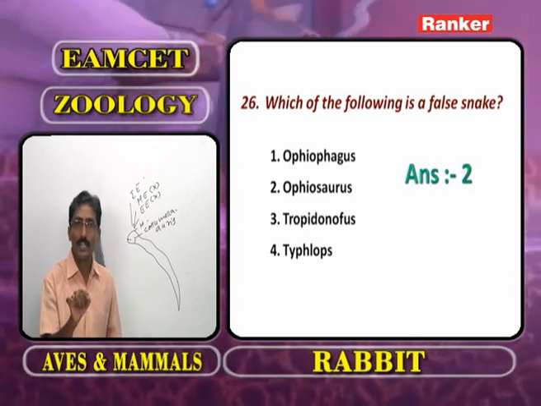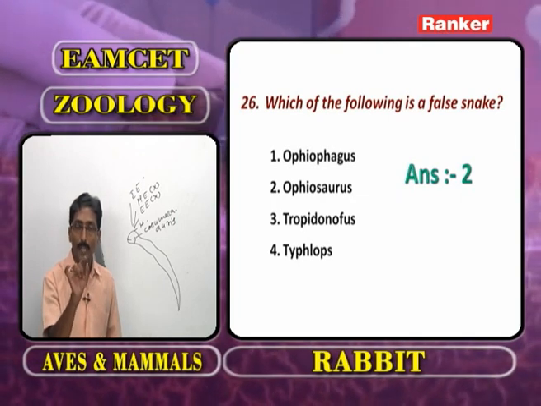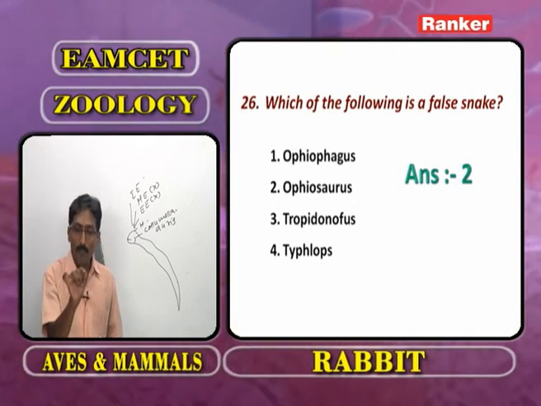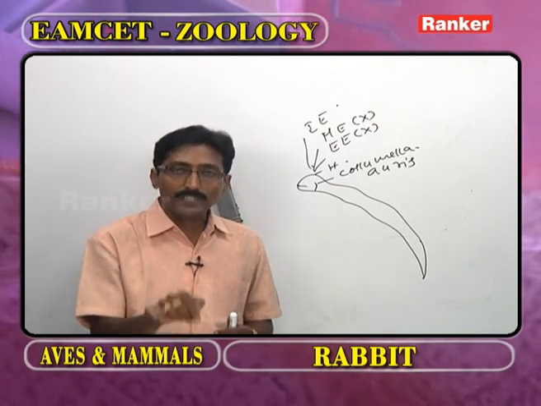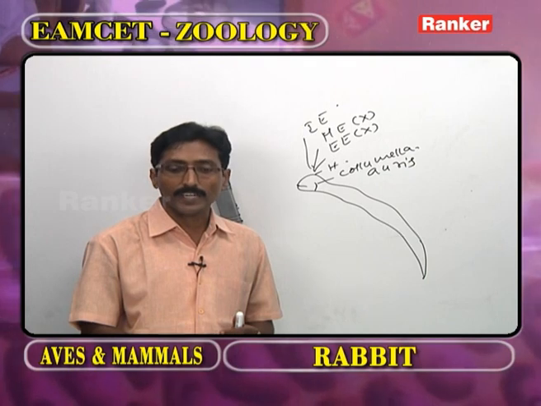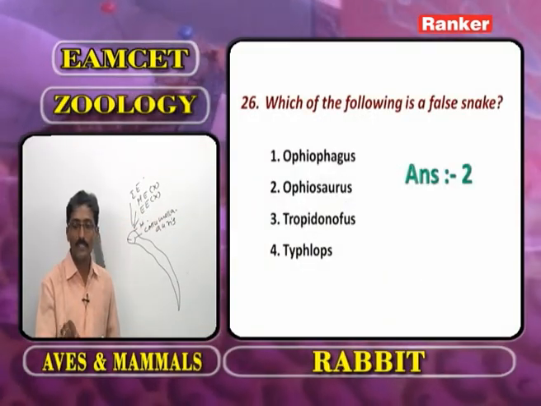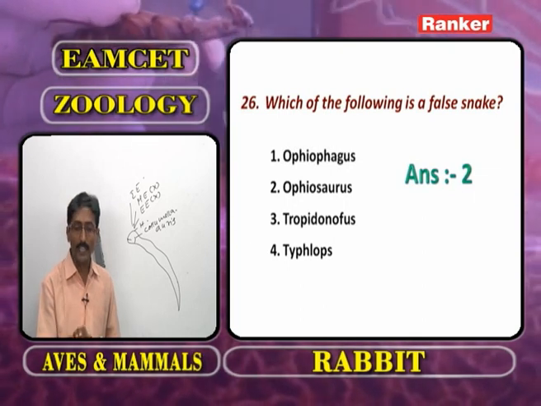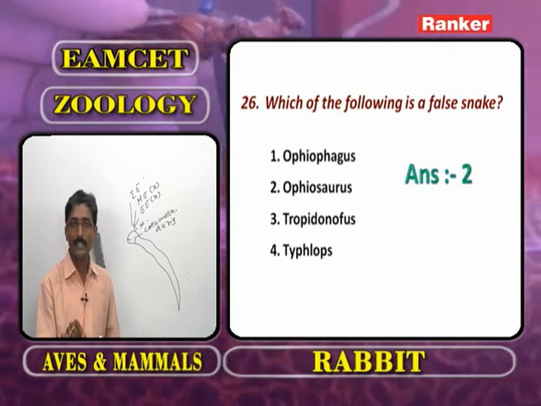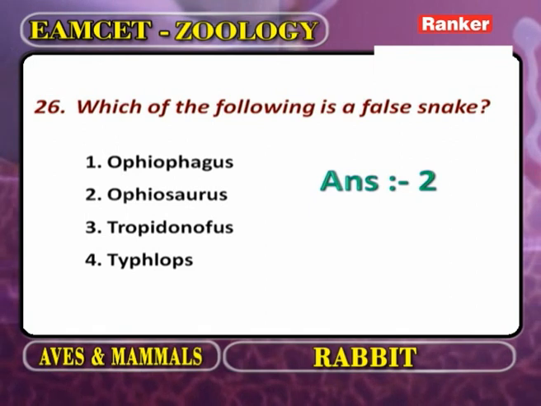It is a lizard, but its body appears to be a snake. Its body is elongated like a snake, so it appears to be a snake, but it is not a snake. So Ophiosaurus is a false snake. It means it is a lizard. So the correct answer is the second one. Now we go for the next question.